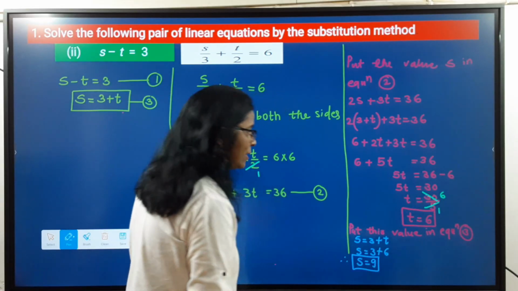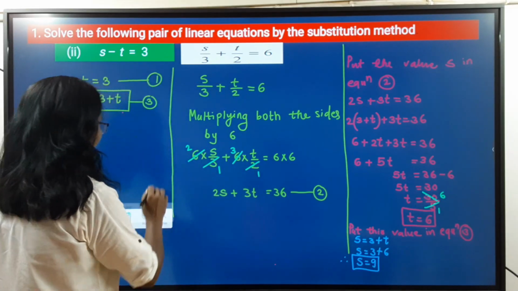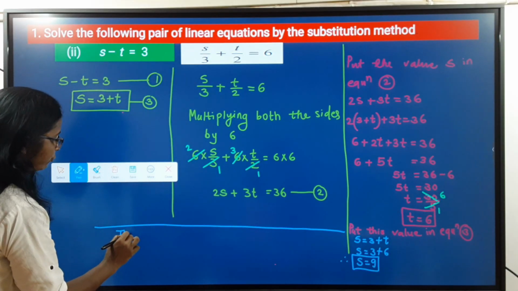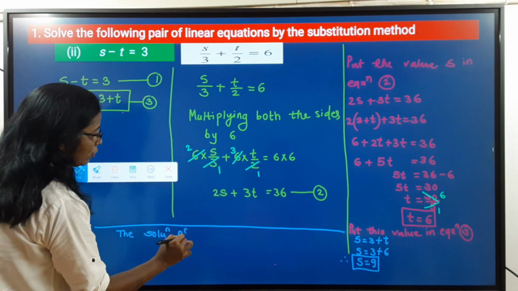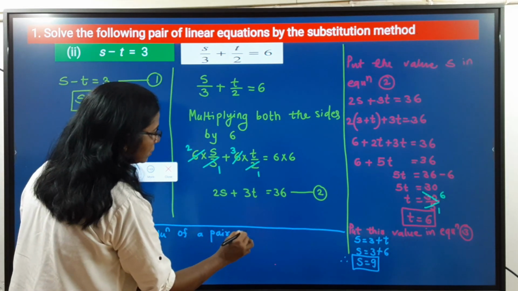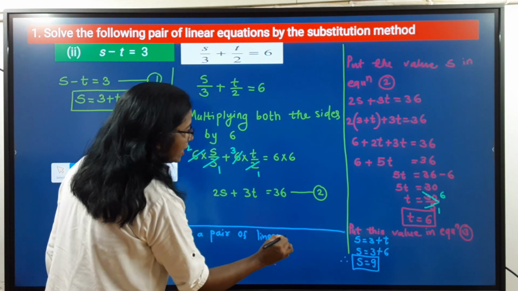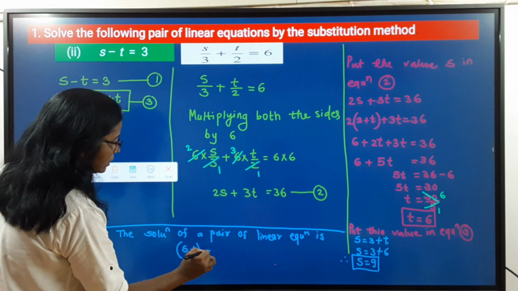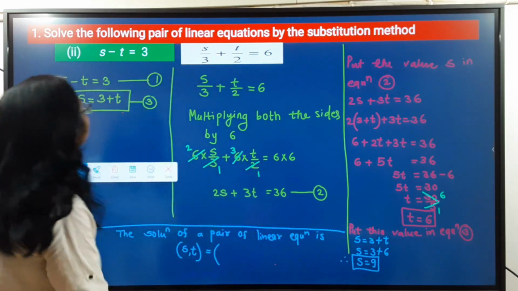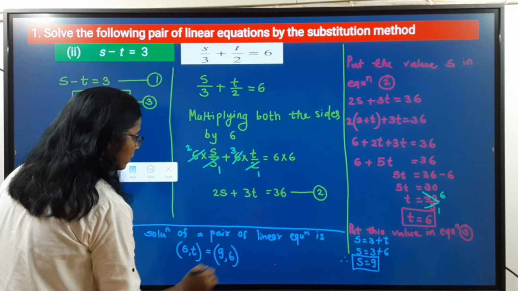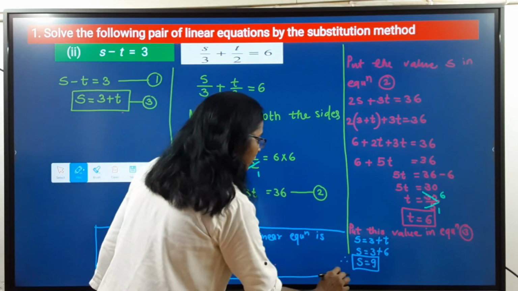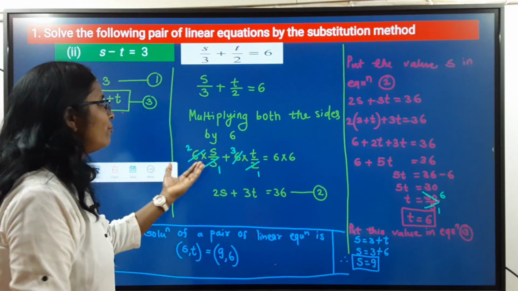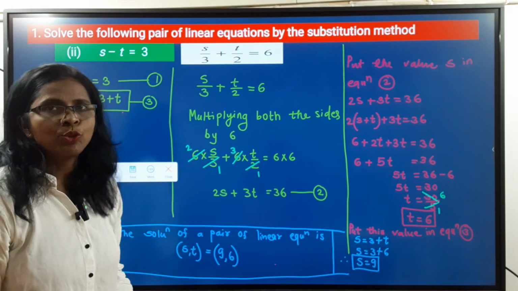Now we write down the final answer, students. The solution of the pair of linear equations is s, t equal to 9, 6. Okay, so this way we have the solution of the second example. In such a way you have to solve such an example by the substitution method.